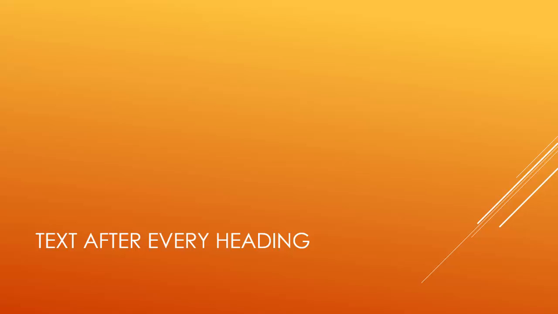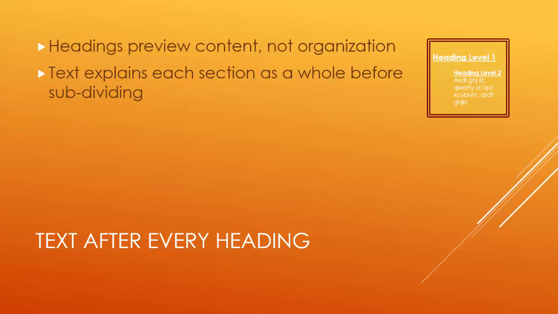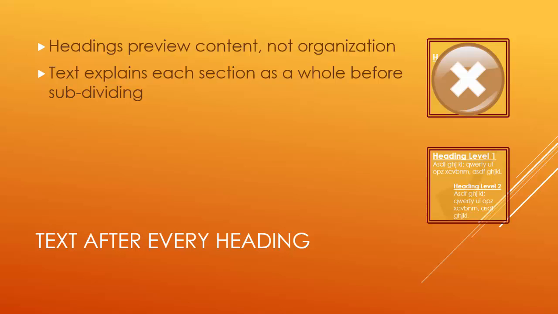The last important content rule of headings is that headings exist to preview content. This means that every heading must be followed by text. A heading cannot be followed immediately by another heading at any level. This means that if you want to subdivide a section, you need to explain what the whole section is about under the heading in a properly paragraphed format before you introduce the first subheading.